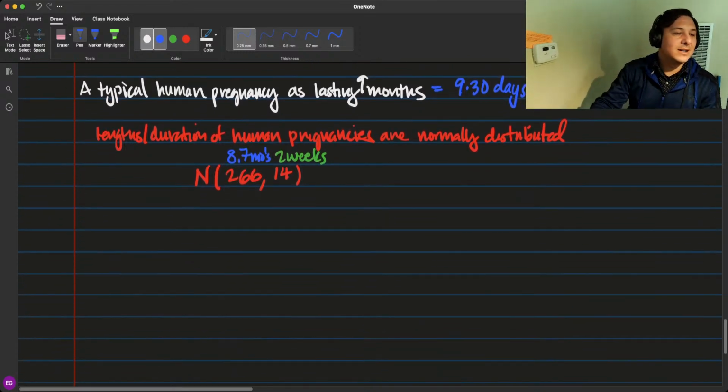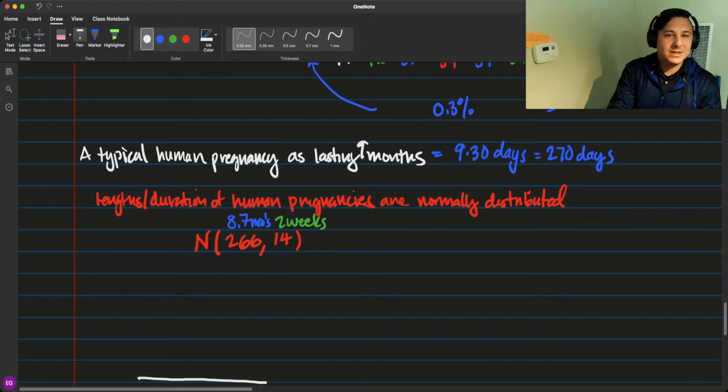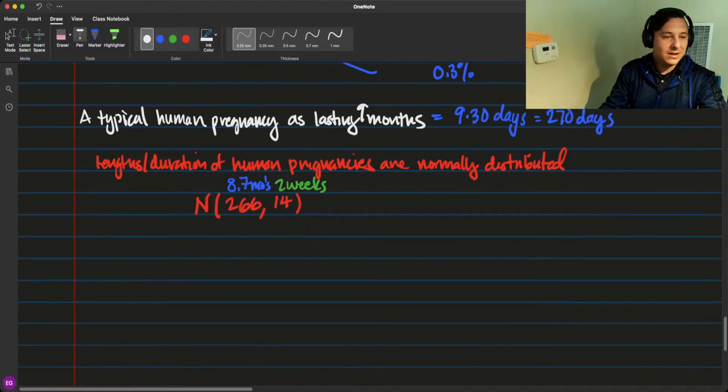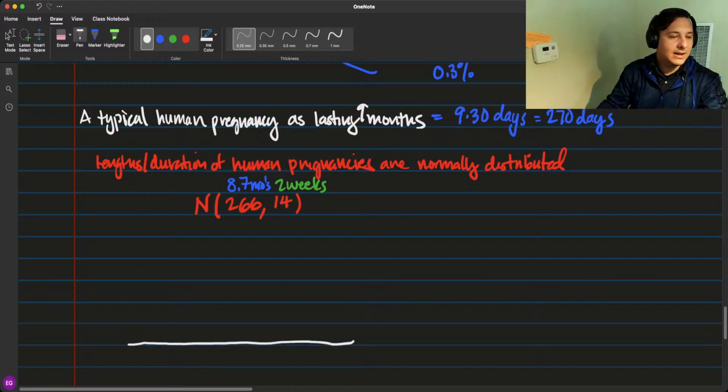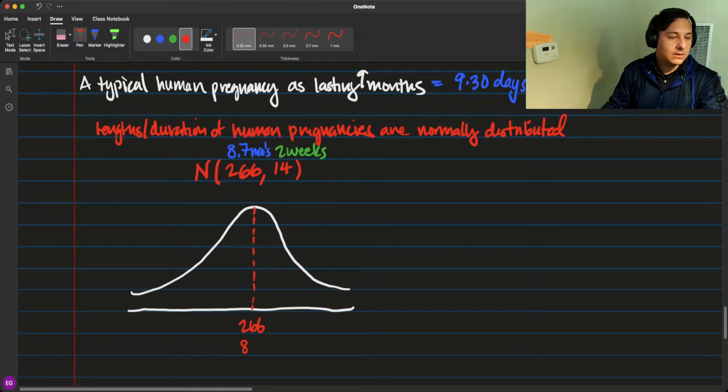Okay, so let's draw our distribution curve. Let's draw the little normal distribution curve. Draw the line. So here's 266 days, which is about 8.7 months.